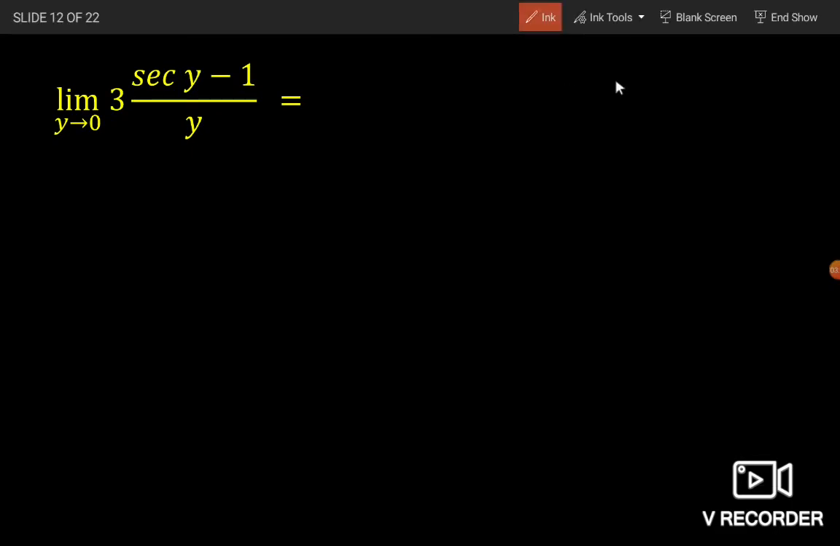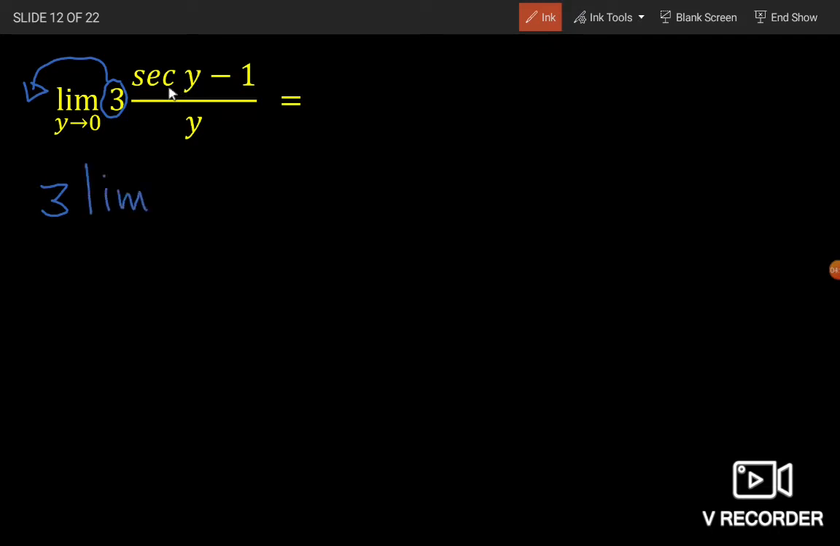Okay, for our next limit expression, it's the limit of 3 multiplied by the secant of y minus 1 over y as y approaches 0. So, immediately you can see here 3. You can put 3 outside the limit, because if you recall, the limit of a constant multiplied by a function is equal to the constant multiplied by the limit of that function. So I'll just put 3 outside to be like this.